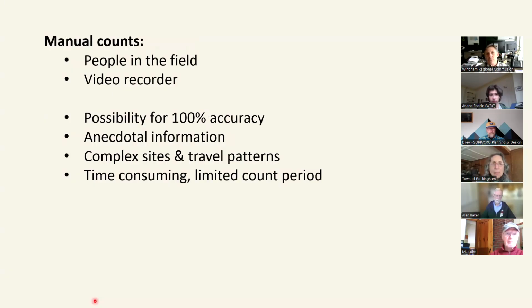Besides the equipment that we use, we can also do manual counts. So we can just simply put people in the field. That can be time consuming. So we also have a video recorder that we have purchased. And the one great thing about the manual counts is, unlike the equipment, there's a possibility for 100% accuracy. So there's no equipment failure. We're able to see people walking side by side. We're able to account for people milling about.